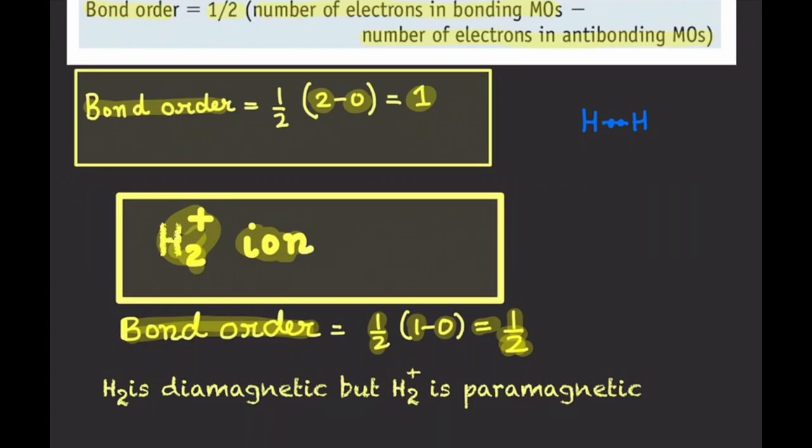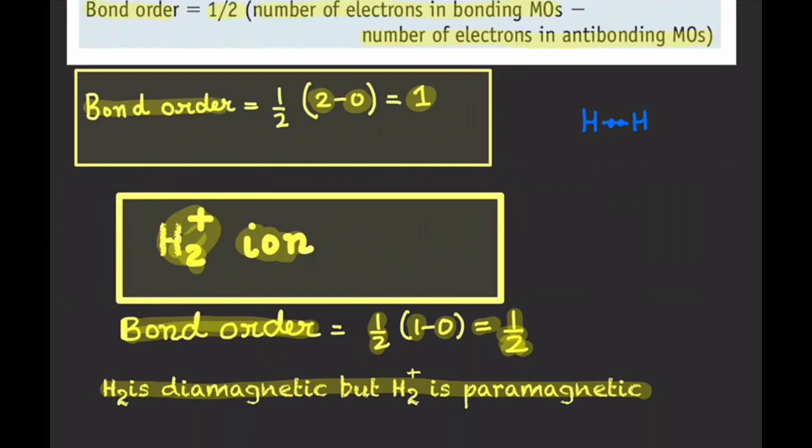If the bond order is positive, it means that the chemical species can exist. But if the bond order is 0 or negative, it means that the chemical species cannot exist. So we can say that H2 plus ion can exist. So here we can say that hydrogen is diamagnetic, but H2 plus is paramagnetic.